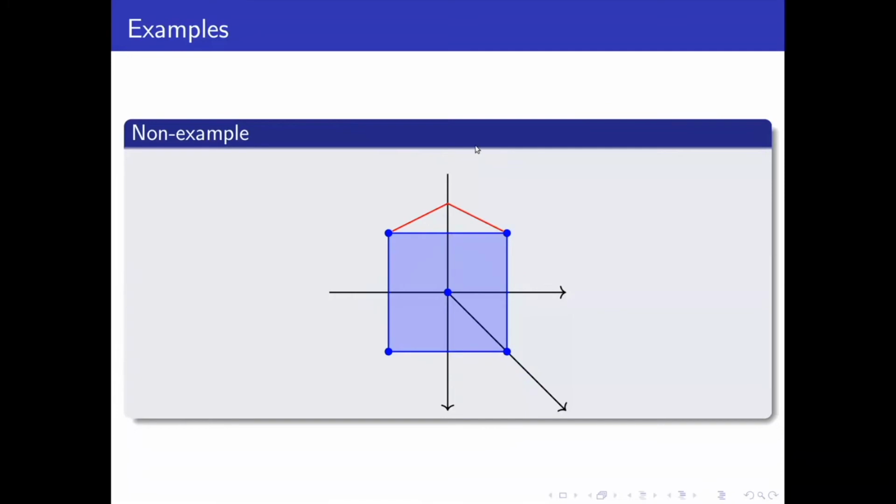So this is a non-example now. So this square might look convex, but it's not broken line convex because we could have, for example, endpoints at these two corners, and this red broken line segment isn't contained in this square. So while this square is convex, it's not broken line convex, and it doesn't define for us some compactification of our mirror U check.